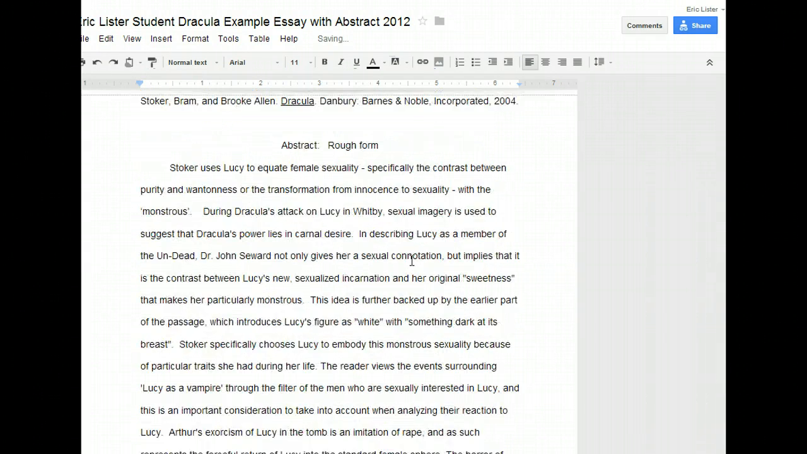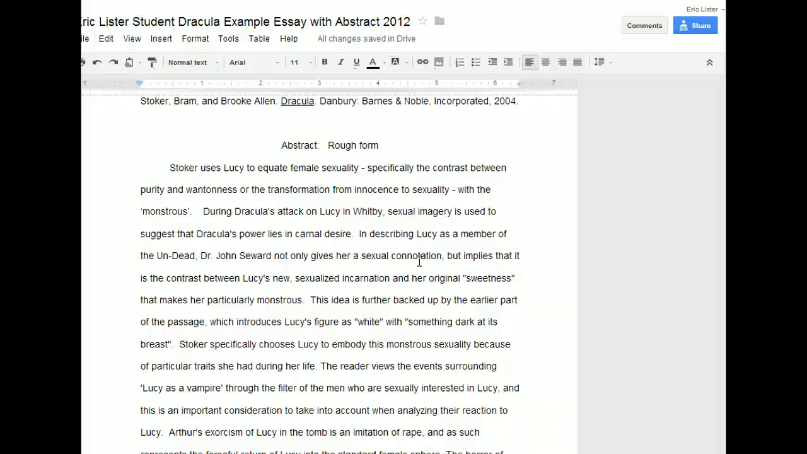So here's the abstract that we have from that paper. I'm going to read it to you. I've done exactly the process that we just talked about to this paper, and I want you to see what you hear. Stoker uses Lucy to equate female sexuality, specifically the contrast between purity and wantonness, or the transformation from innocent to sexuality, with the monstrous.